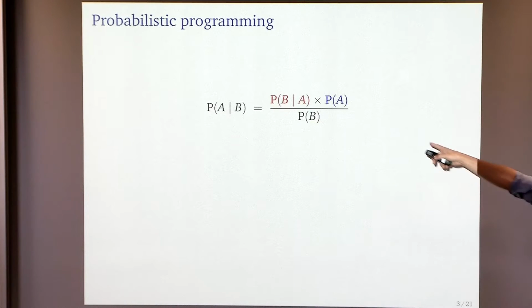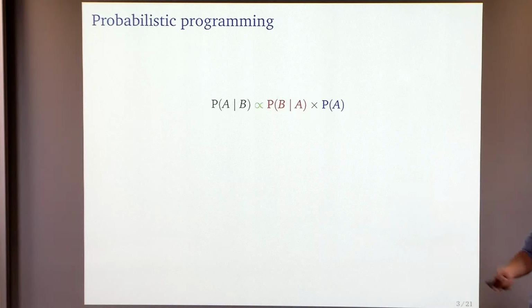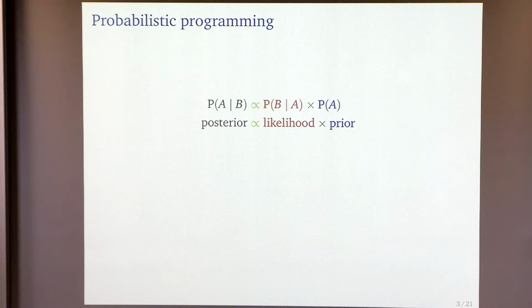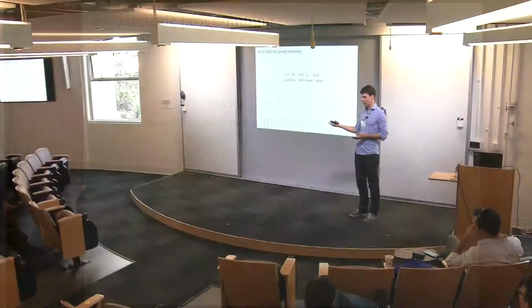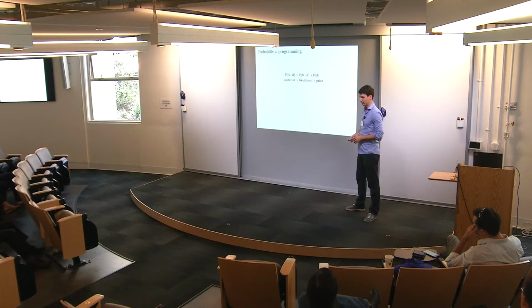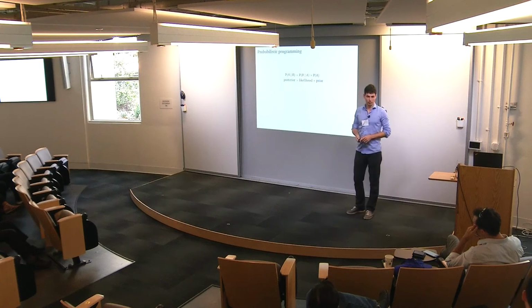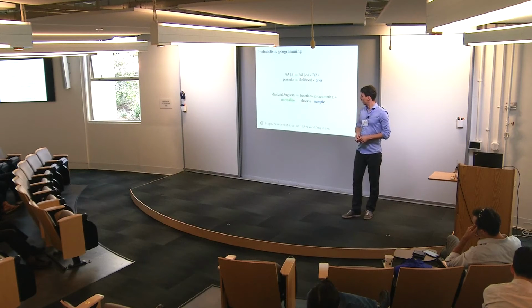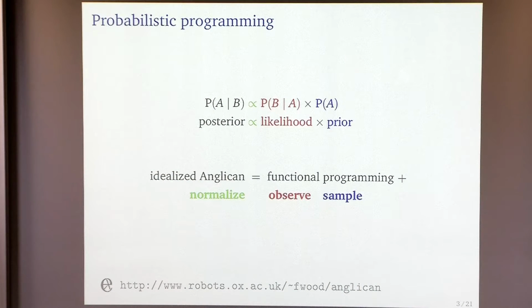So in other words, if I take out this normalizing constant P of B, that says that the probability of A given B is proportional to the probability of B given A times the probability of A. Or in words, the posterior is proportional to the likelihood of an event happening times the prior. This is going to be a slogan I'm going to use for a while. And the kind of programming language that I'm going to talk about is called Anglican. It's a fork of Church, hence the name.